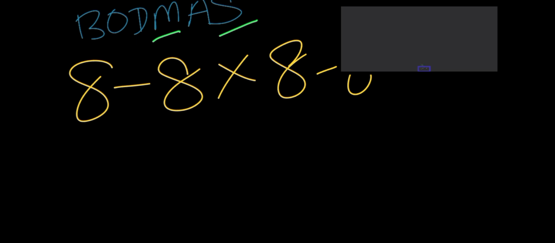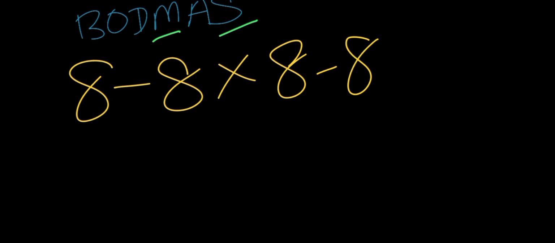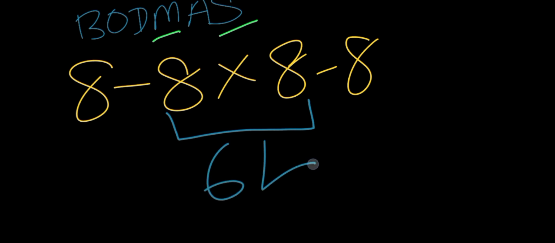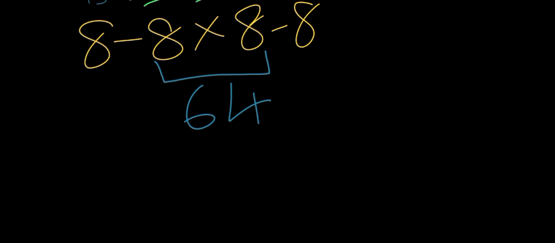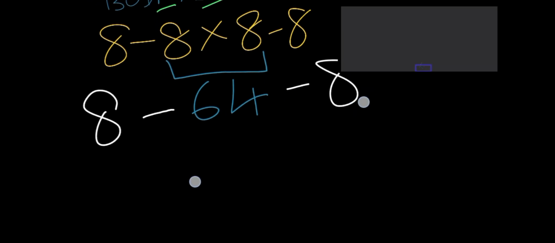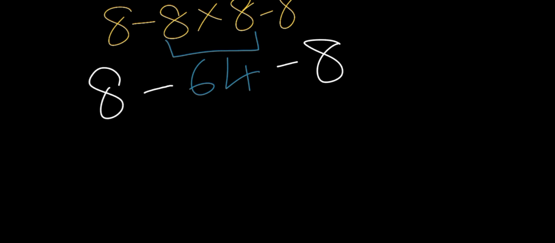Alright, so following the order of operations, multiplication comes before subtraction. So you're saying 8 times 8, which gives us 64. Okay, so 8 times 8 gives us 64, and you bring down this 8, and remember this is minus, minus and minus right here. So from left to right, because we have minus here and minus here, we'll walk from left to right.